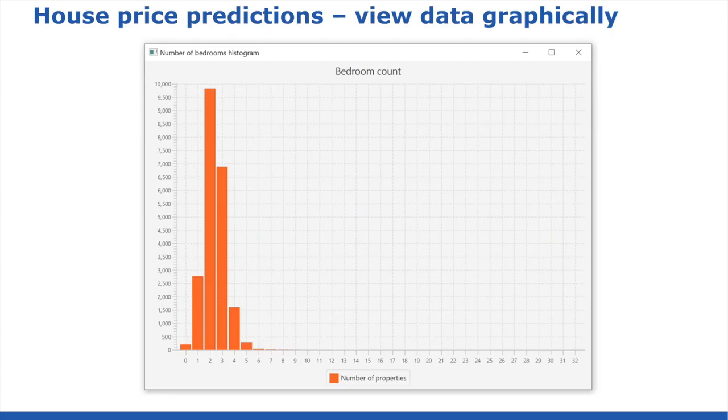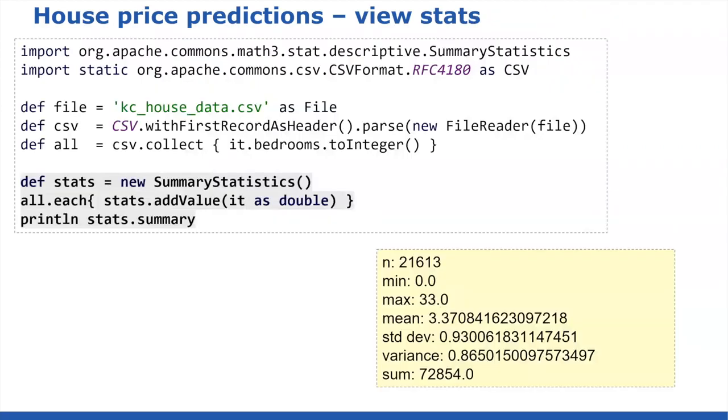So the next thing I might want to do is do a bit of exploration. Again, if I'm using scripts, I can get some summary statistics, and that's another one of the classes available to me in Commons Math. I run that through and it tells me that the maximum bedrooms is 33. That's a large number of bedrooms. I'm a bit suspicious about that. I might want to look at that a bit further.